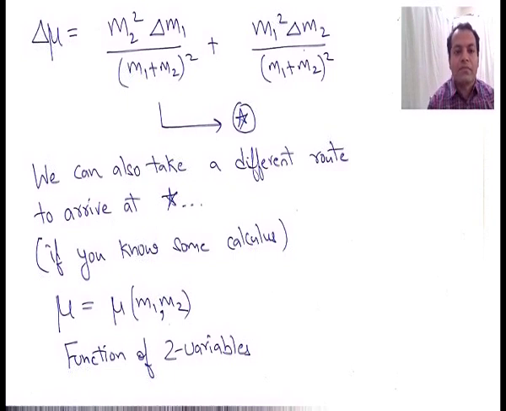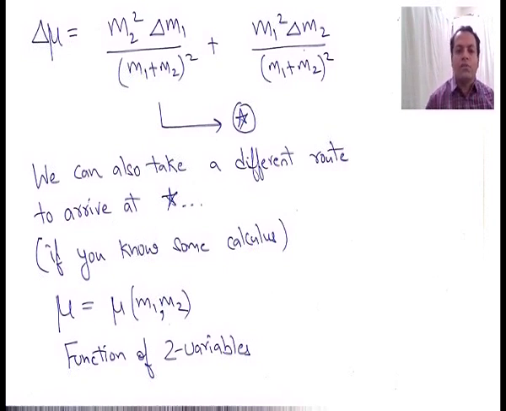To summarize, this is the expression I have got for the error in the reduced mass. It is m2 square delta m1 upon (m1 plus m2) the whole square, plus m1 square delta m2 upon (m1 plus m2) whole square. I call this expression the starred expression.